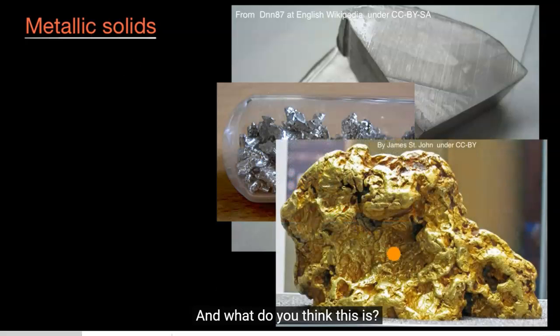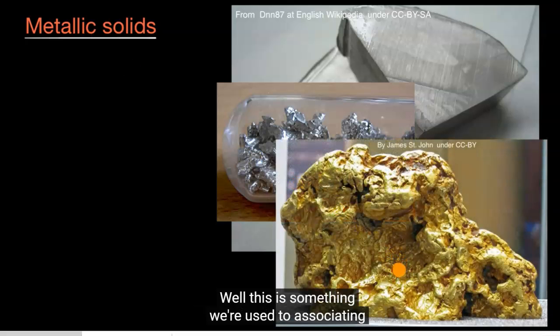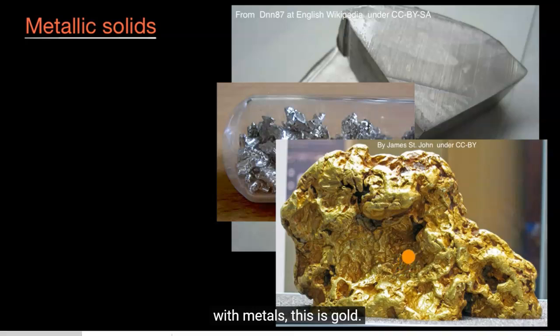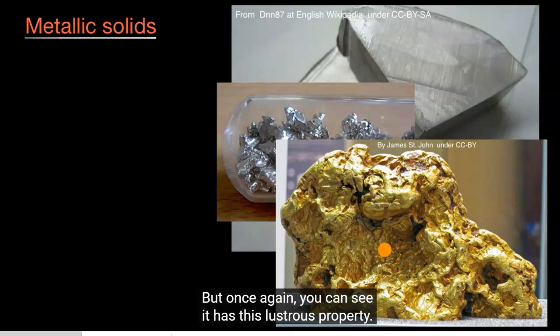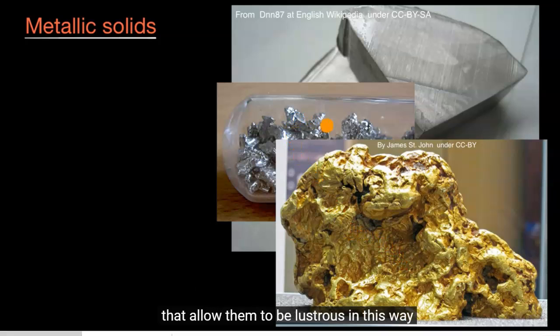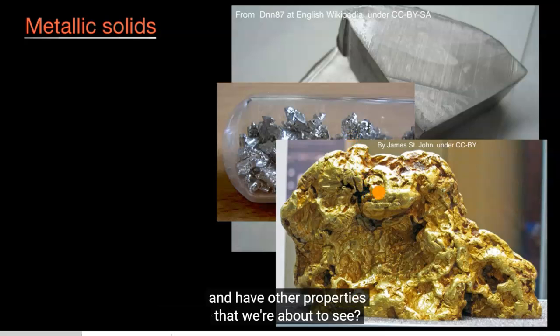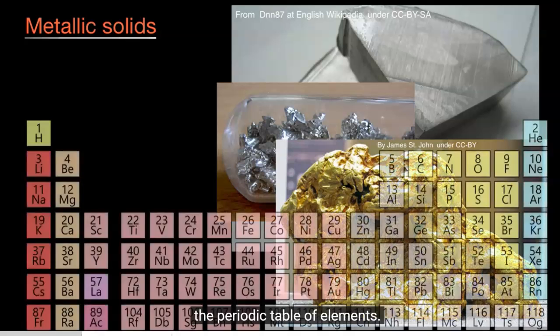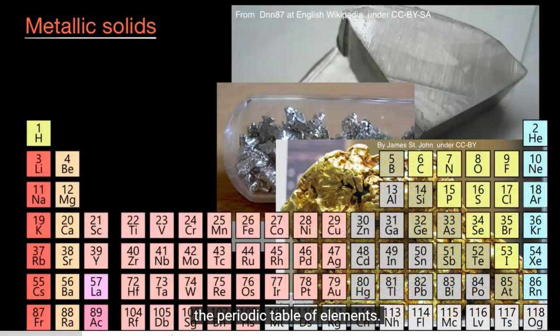And what do you think this is? Well, this is something we're used to associating with metals. This is gold. But once again, you can see it has this lustrous property. So what is it about metals or metallic solids that allow them to be lustrous in this way and have other properties that we're about to see? And to understand that, we just have to look at the periodic table of elements.